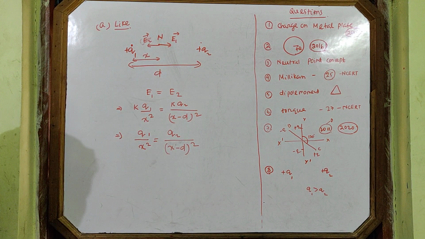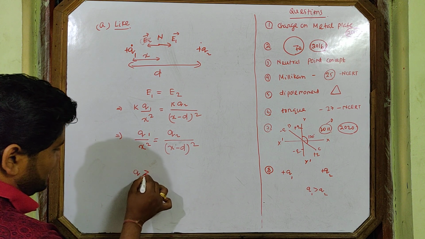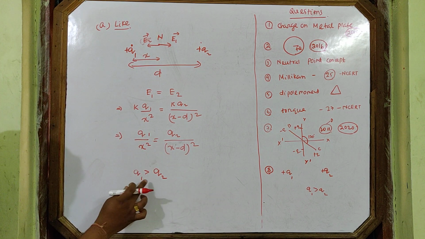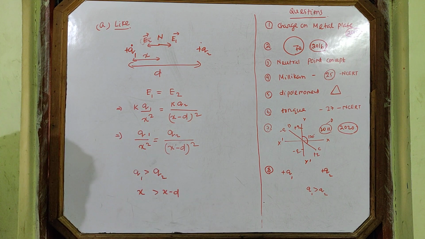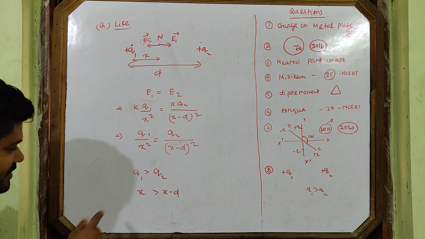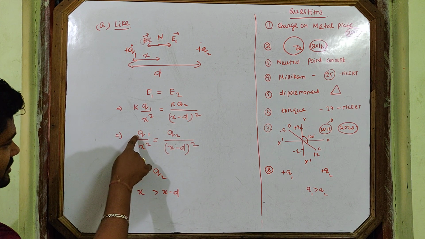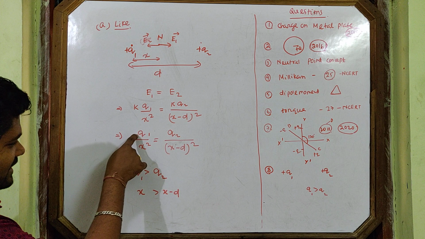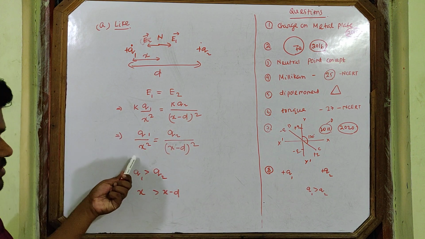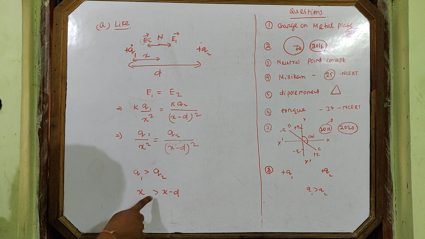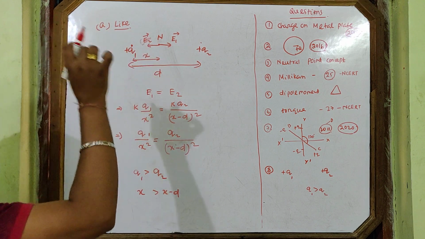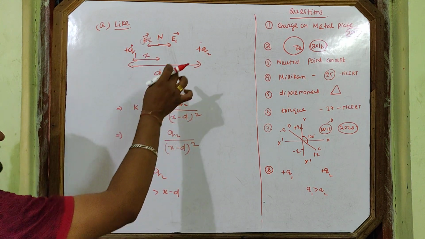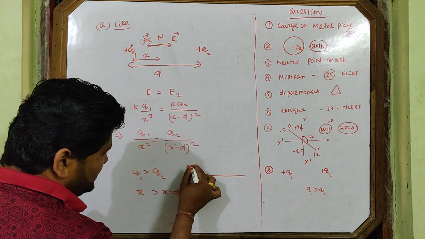But another thing I want to tell you here: if q1 magnitude is greater than q2 magnitude, then x must be greater than x minus d. You see, if q1 is greater than q2, the numerator is greater, so the denominator has to be greater. Otherwise, how will the ratio be the same? Then x is greater than x minus d. I am just telling you, if q1 is greater, then x is greater.